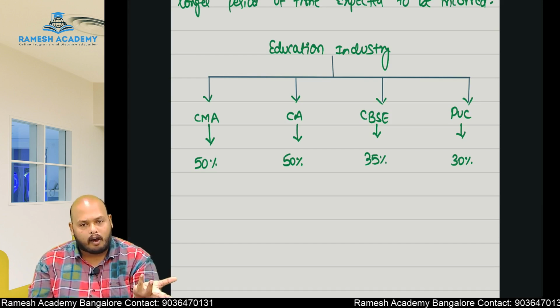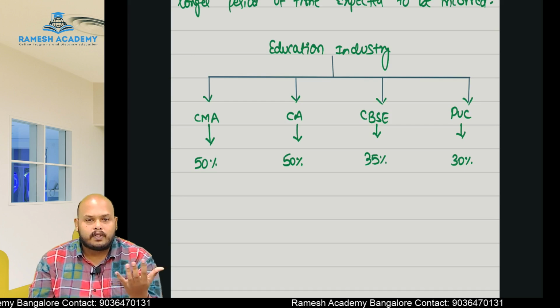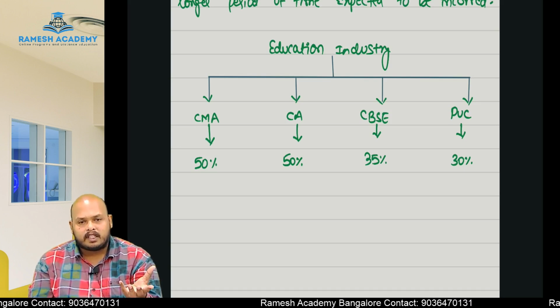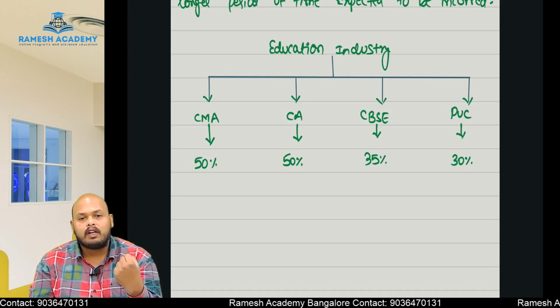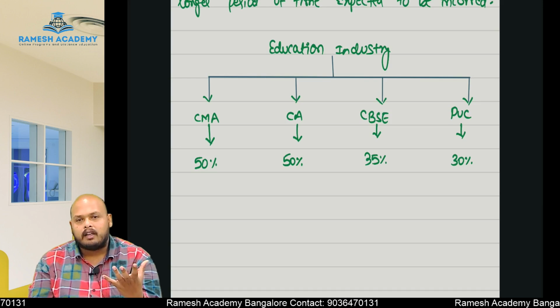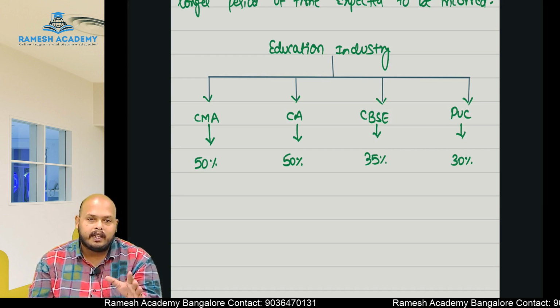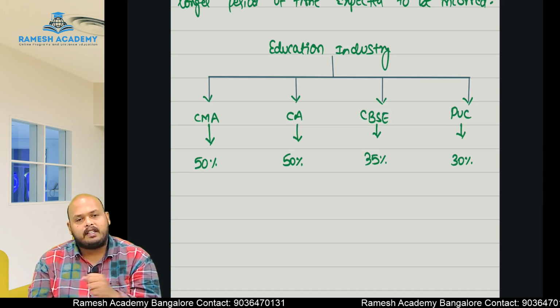Here CMA, CA, CBSE, PUC are all related to the education sector. All are different educational organizations. If you see, the standards set by those organizations are different. This is the best example to show that. Although manufacturing organizations belong to the same industry, the standards will be different.